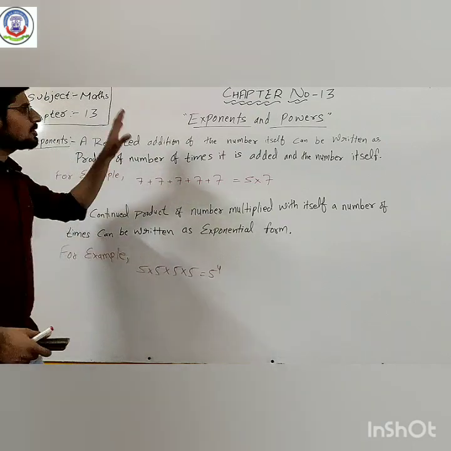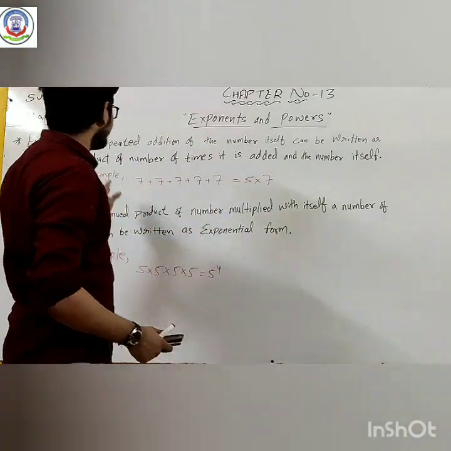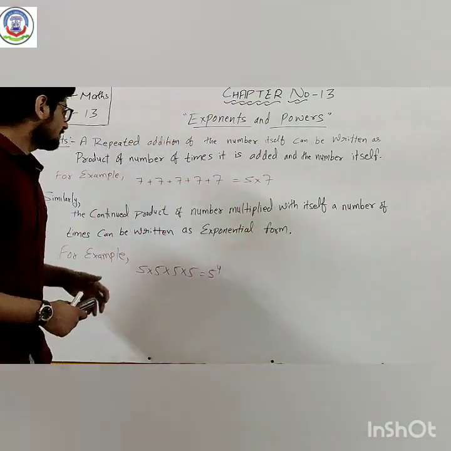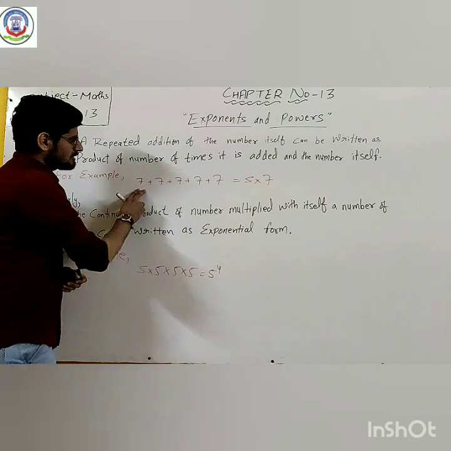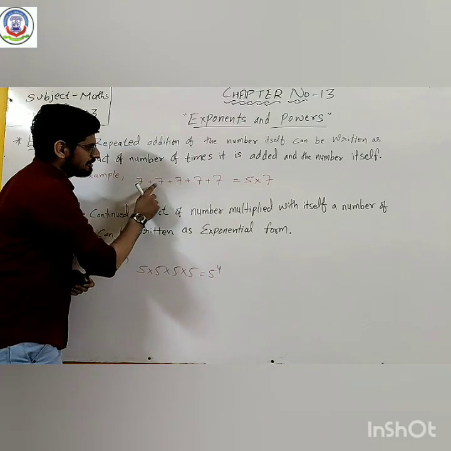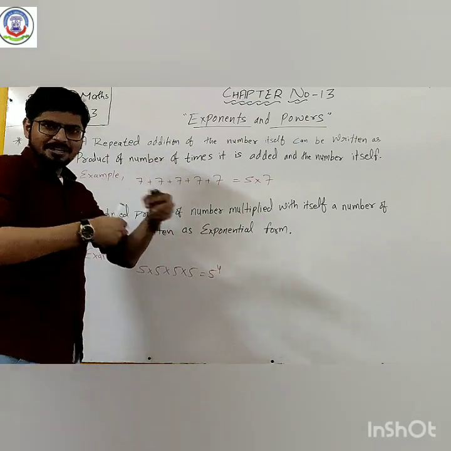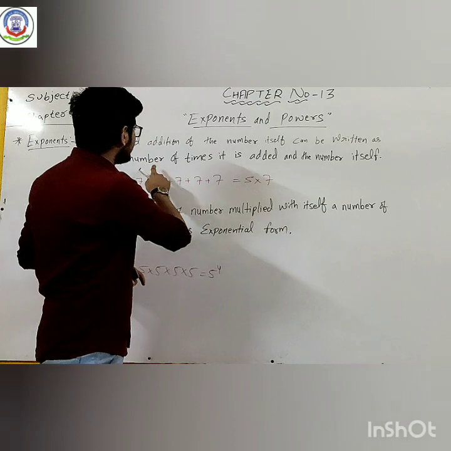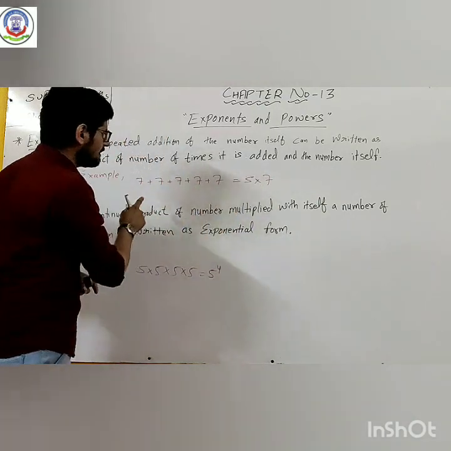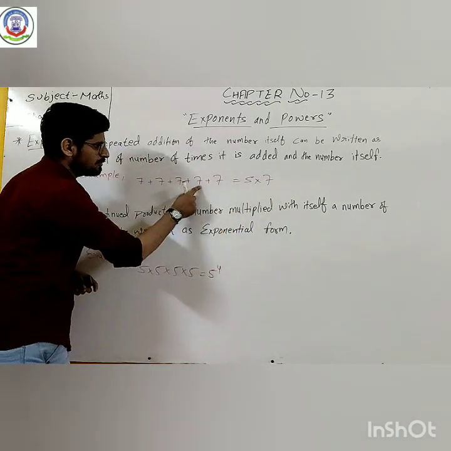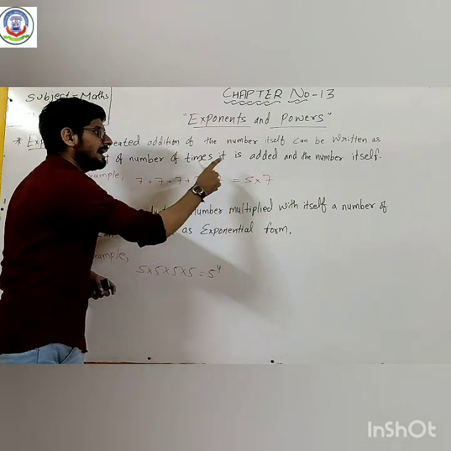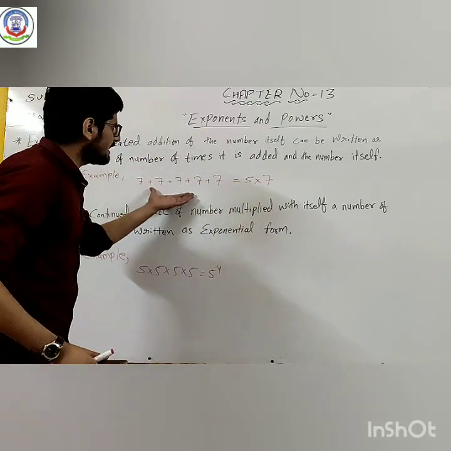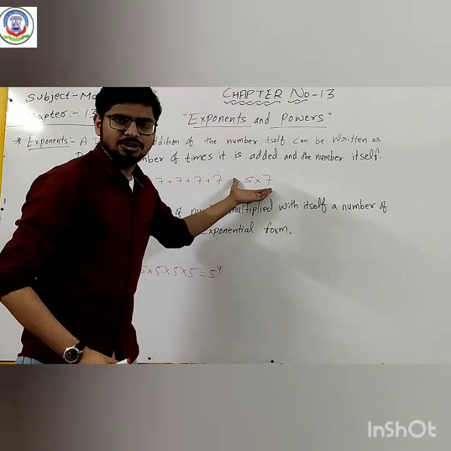A repeated addition of a number itself can be written as the product of the number of times it is added and the number itself. What does it mean? Suppose I am taking an example 7 plus 7 plus 7 plus 7, that is repeated addition. हमें उसे बार बार ऐड करना है, तो हम उसको किस फॉर्म में लिख सकते हैं? The number of times it is added: how many times is the number added? 1, 2, 3, 4, 5. So 5 is here. And the number itself, which number is this? 7. So repeated addition can be written in product form.